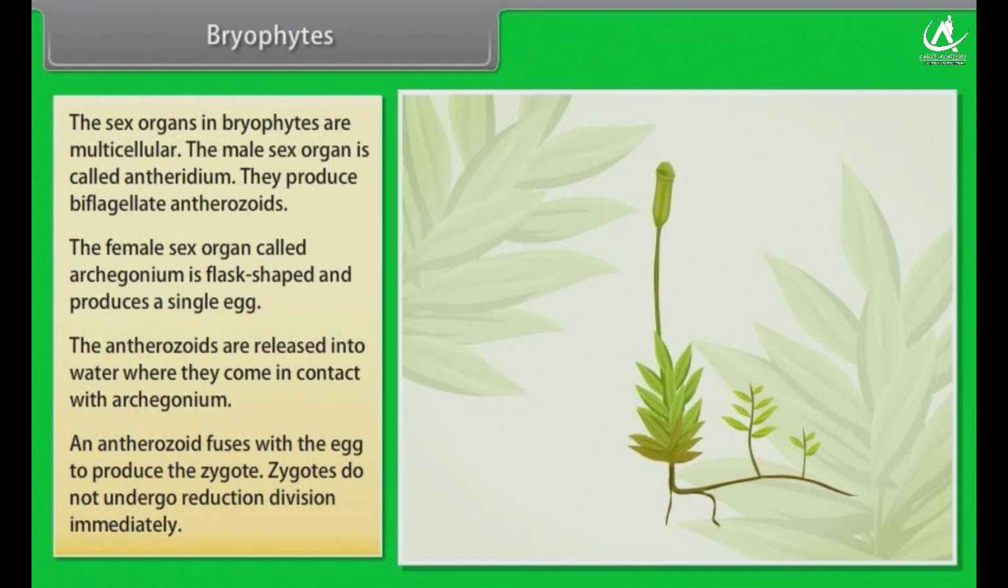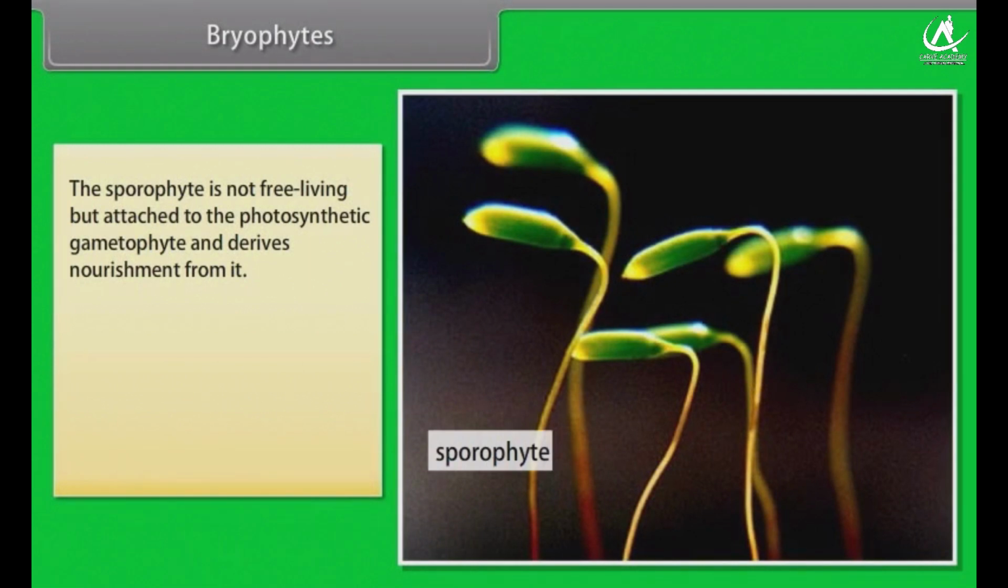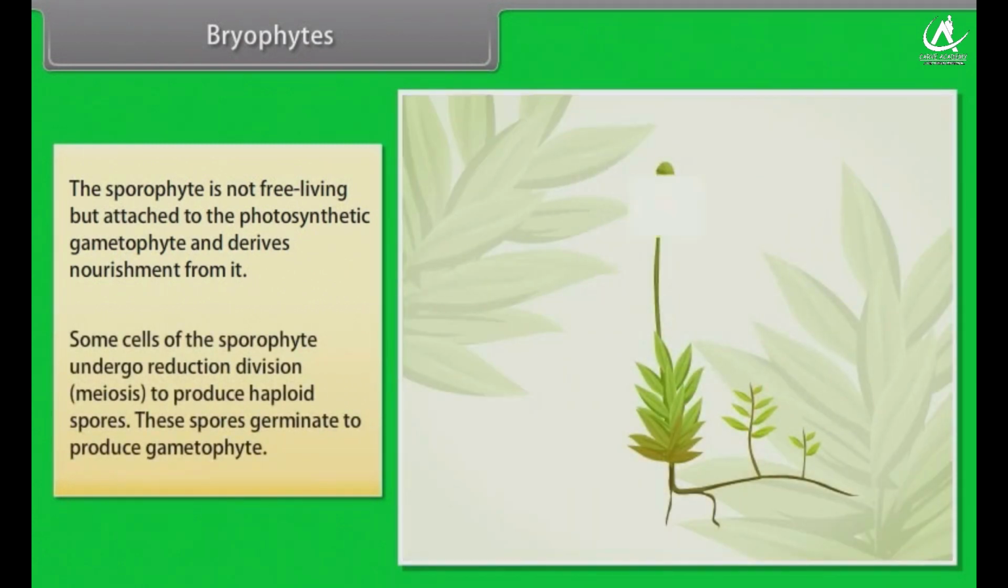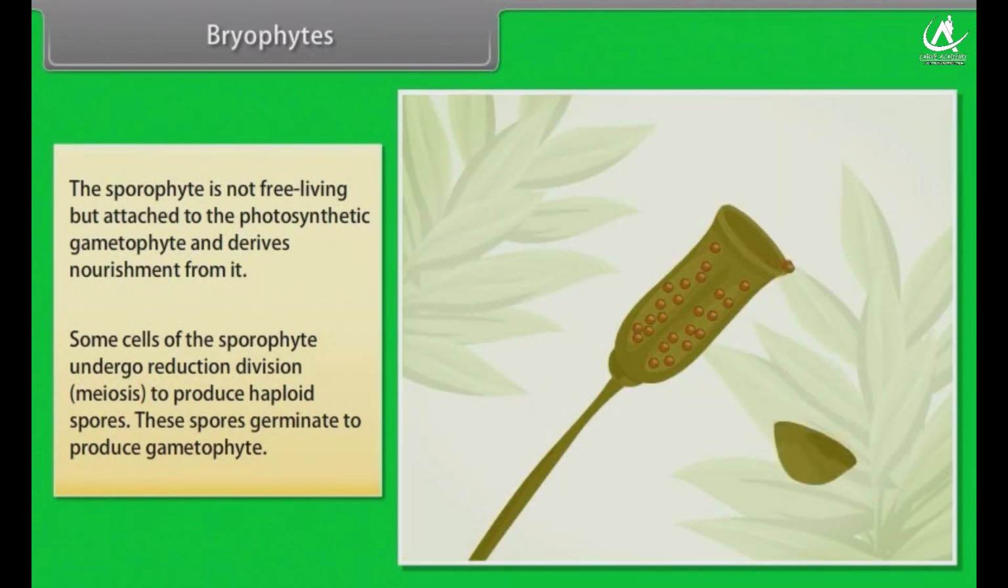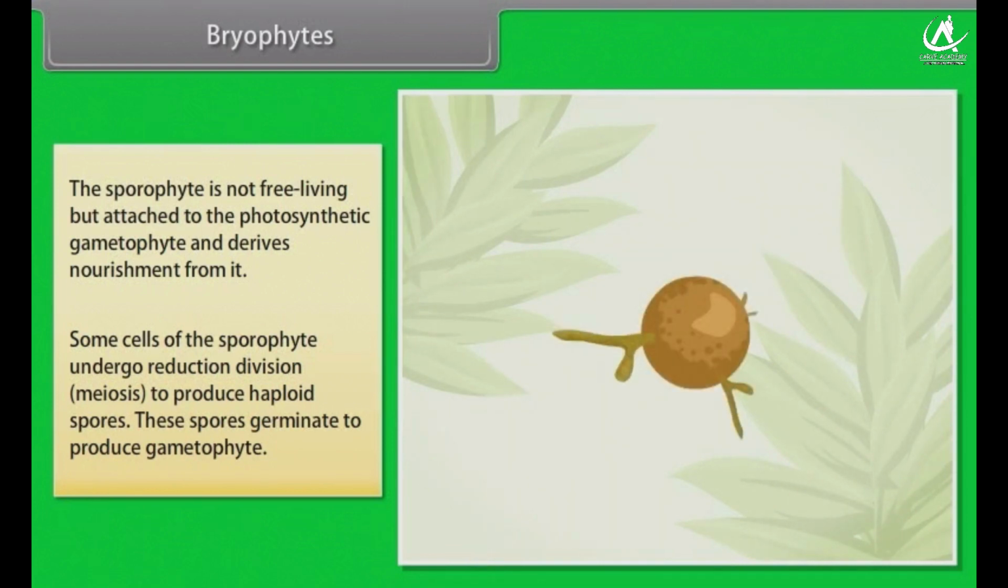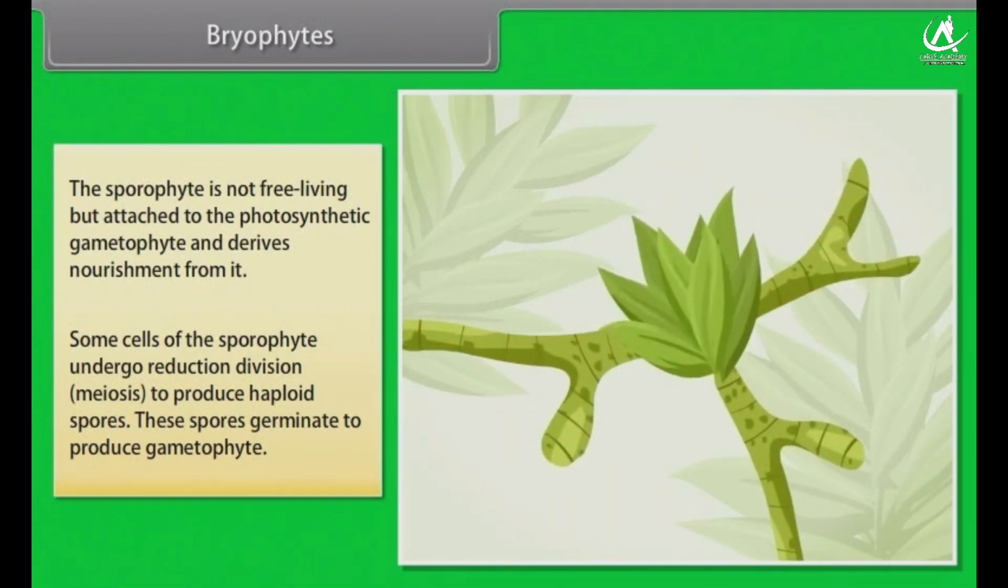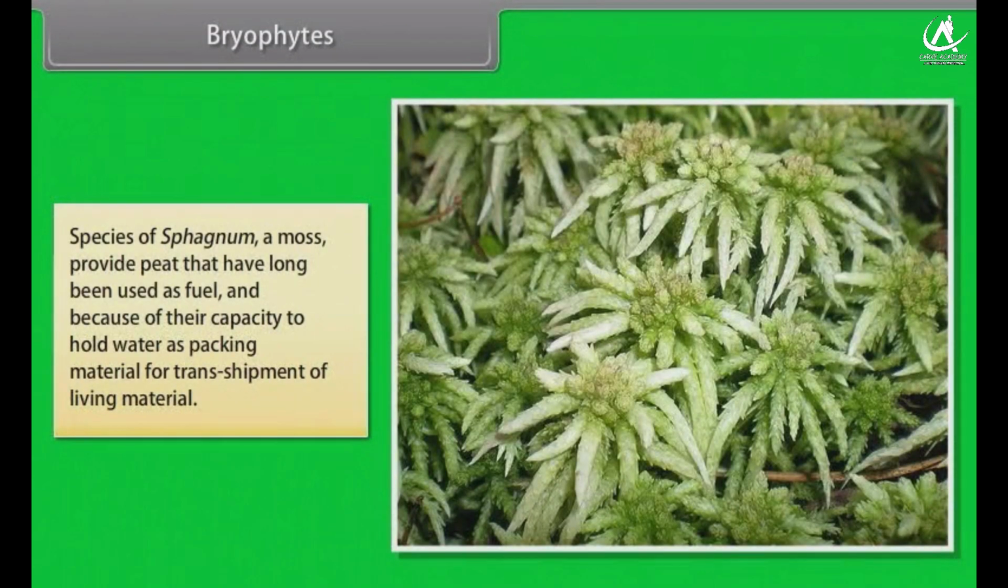Zygotes do not undergo reduction division immediately. The sporophyte is not free-living, but attached to the photosynthetic gametophyte and derives nourishment from it. Some cells of the sporophyte undergo reduction division, meiosis, to produce haploid spores. These spores germinate to produce gametophyte. Species of sphagnum, a moss, provide peat that has long been used as fuel, and because of their capacity to hold water, as packing material for transshipment of living material.